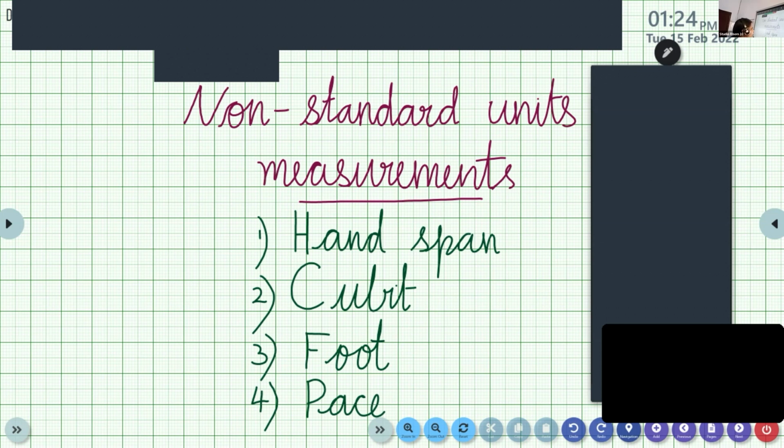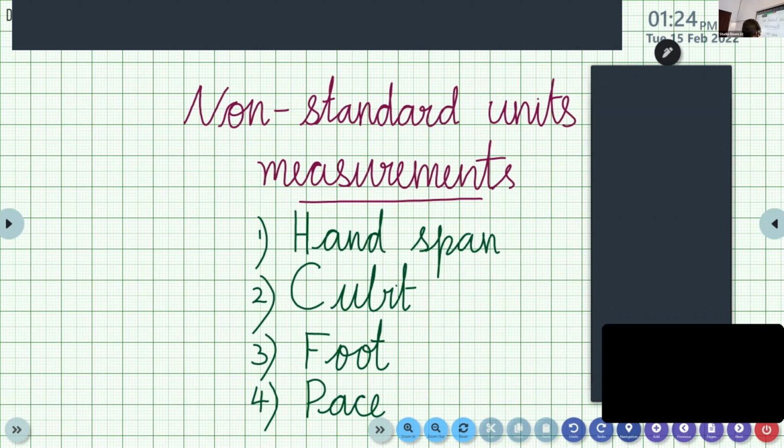Now, Ishan, did you complete? Yes. Handspan spelling, tell me, Ishan. HANDSPAN. Second one, cubit. QUBIT. Third one, foot. FOOT. Pace we will take tomorrow.